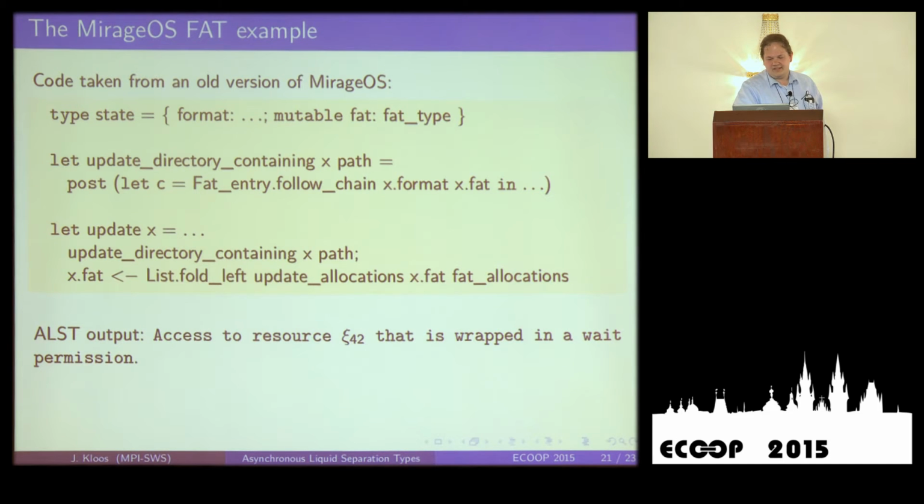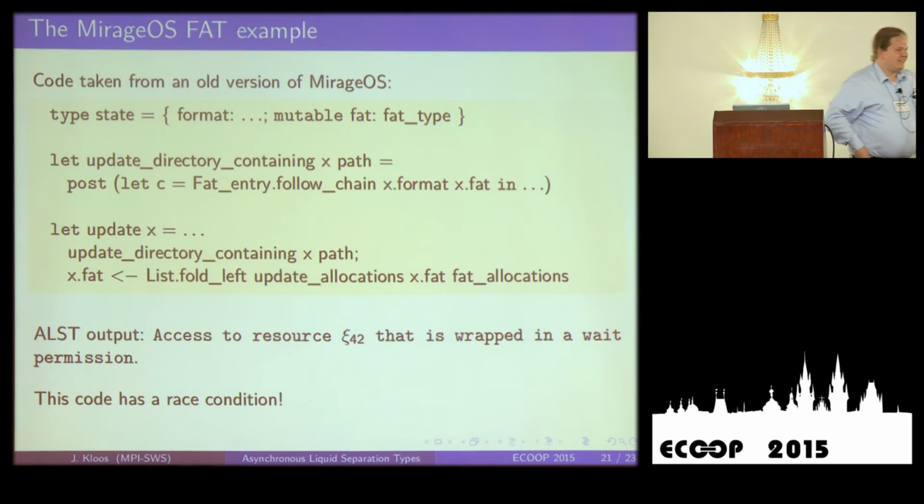We got an error. It said that access to resource size something is wrapped in a wait permission. What does that mean? Well, first of all, it actually means that this code has a race condition. And now let me tell you how we found that error and what happened here. In this code, we have, first of all, a state type up there, which contains, amongst other things, a mutable field, FAT.